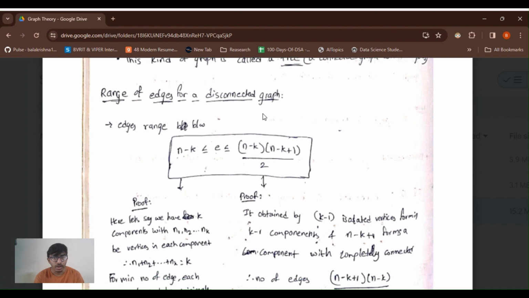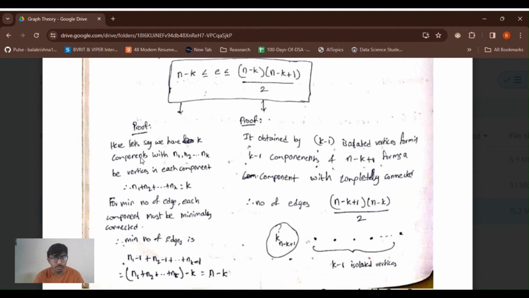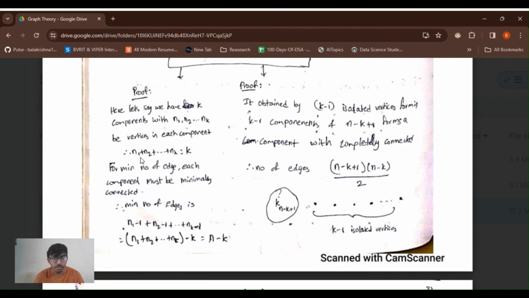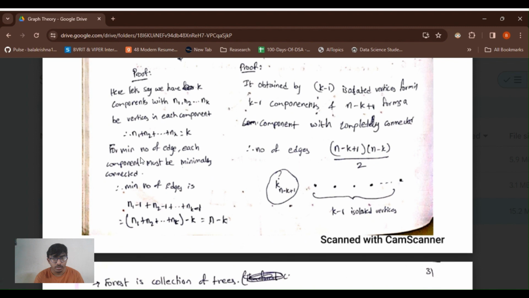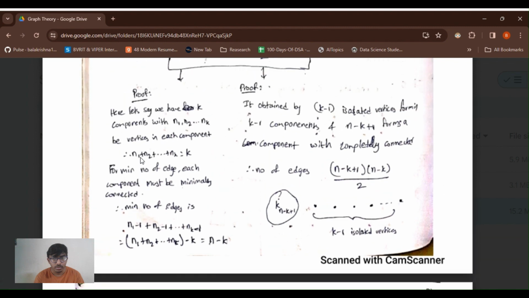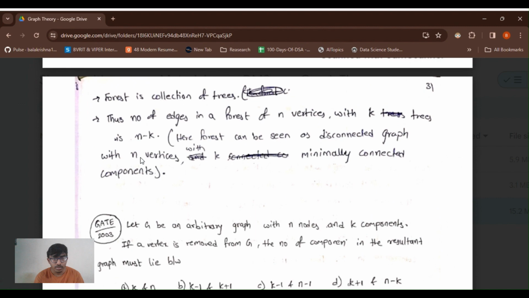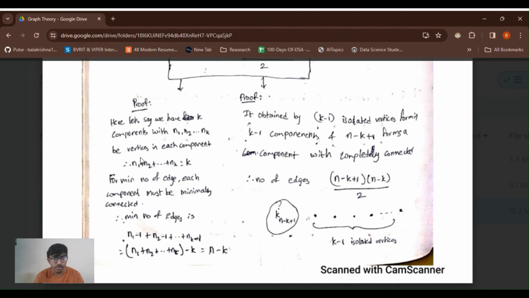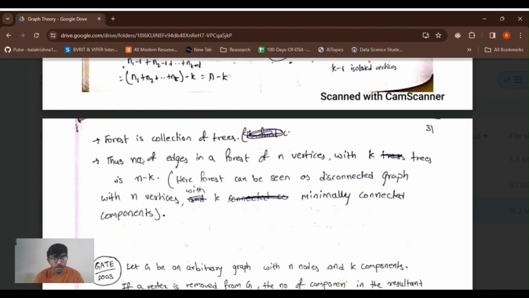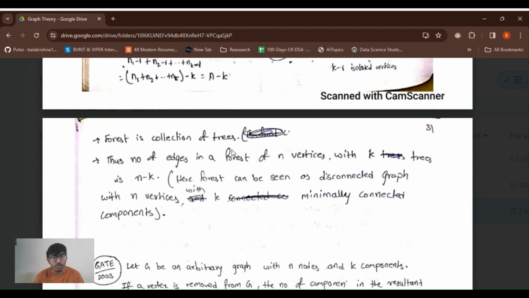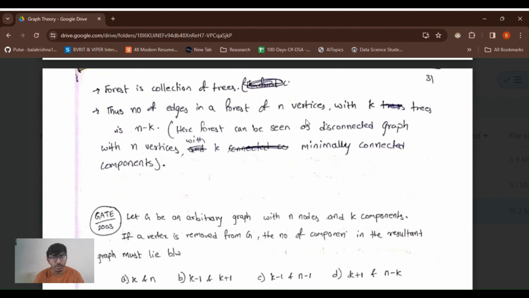Range of edges for a disconnected graph. So a forest is a collection of trees. The number of edges in a forest of n vertices with k trees is n minus k.